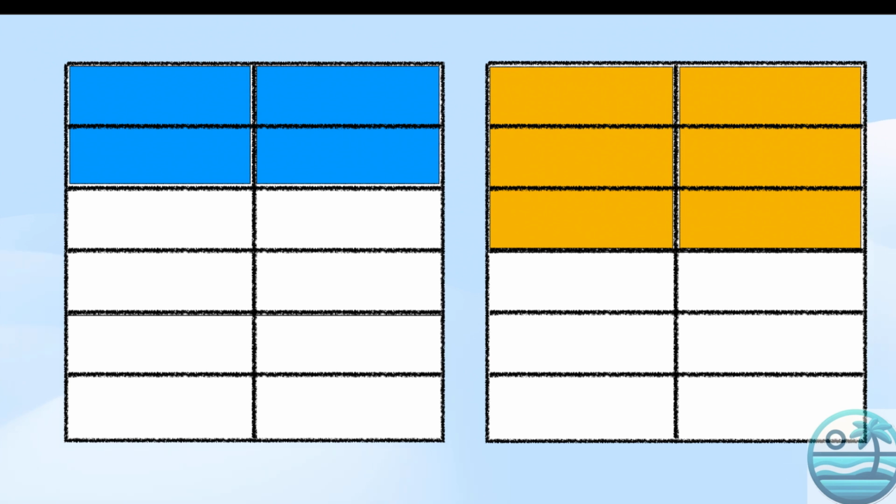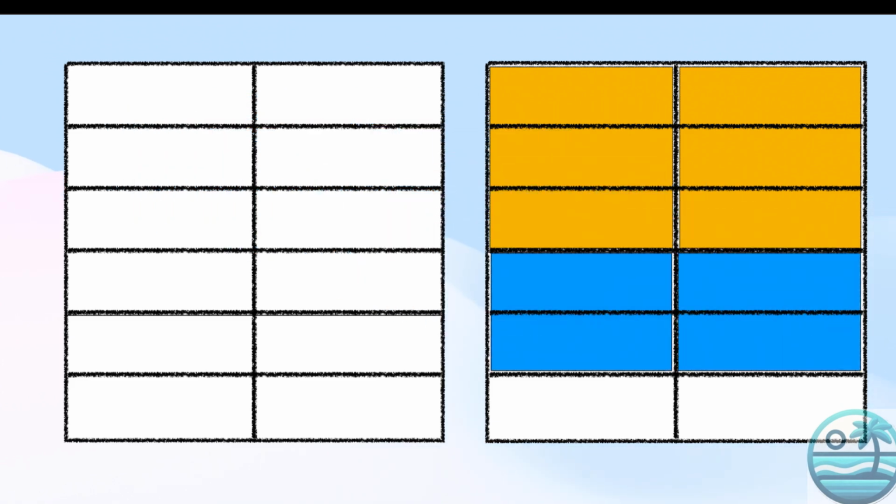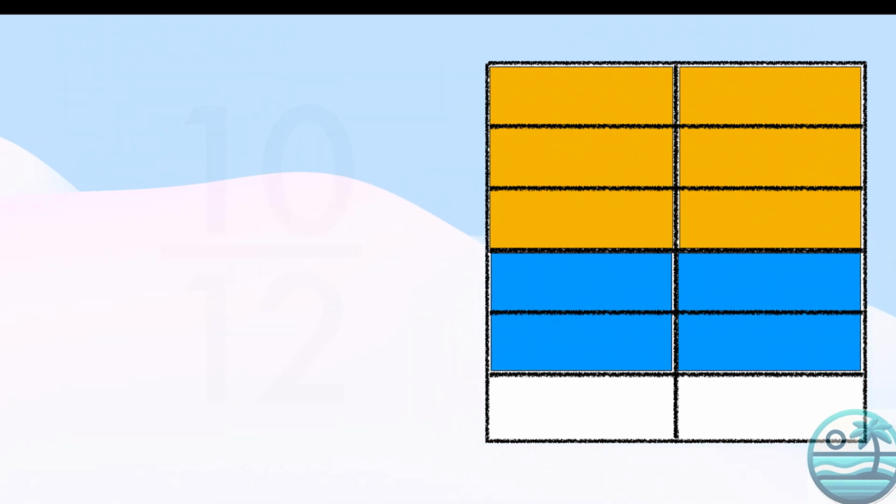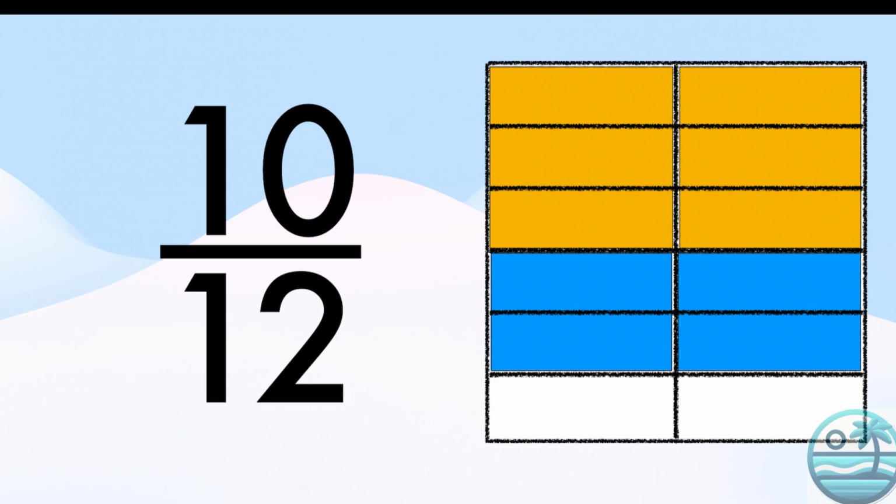Now that each of them is cut into the same size piece, we can move the 4 twelfths in with the 6 twelfths to see that our total really is 10 twelfths before being simplified.